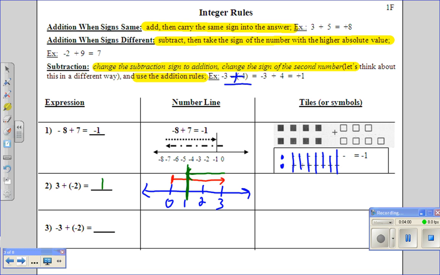Now, if we look at that in the number tile situation, I've got 3 positives and I've got 2 negatives. For each zero pair we have, they cancel each other out. Of course, what's left is, again, a +1. All right, so let's look at one more like that. Actually, I take that back. I want you to do number 3 on your own. So follow the same 2 procedures as number 1 and 2. Pause if you need to pause the video, and do number 3 on your own.